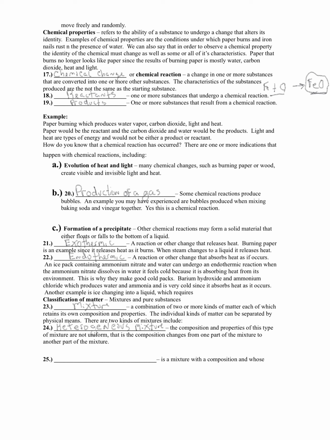A formation of a precipitate. Other chemical reactions may form a solid material that either floats or falls to the bottom of a liquid. So you could have a liquid that might not be clear, and you would see the production of a solid. And a solid might be a different color.